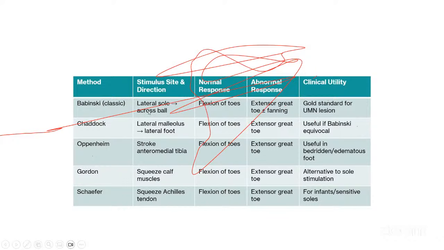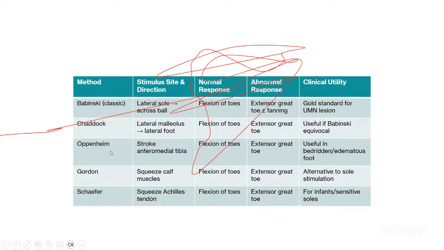Babinski, classical Babinski, can be done from the lateral sole across the ball. There will be flexion of the toes, extension of the great toe with or without fanning. This is the gold standard. Other methods to perform the Babinski are Chaddock, Oppenheim, Gordon, and Schaeffer. For Chaddock, from the lateral malleolus to the lateral foot, we give a stimulus. The same reflex will be seen.